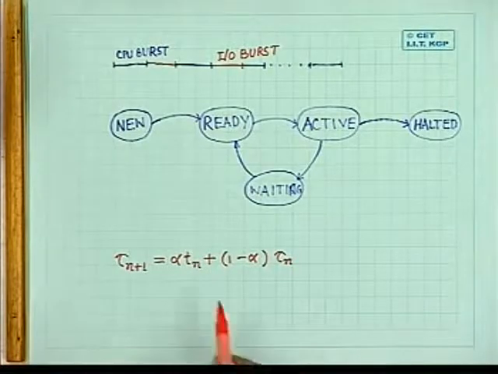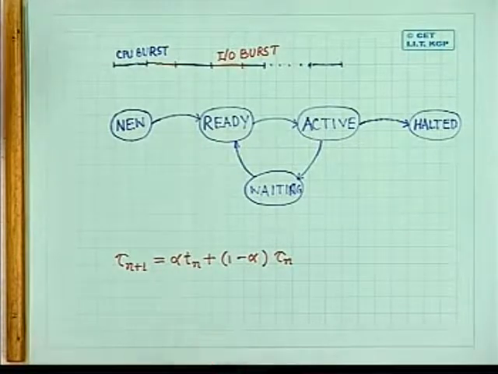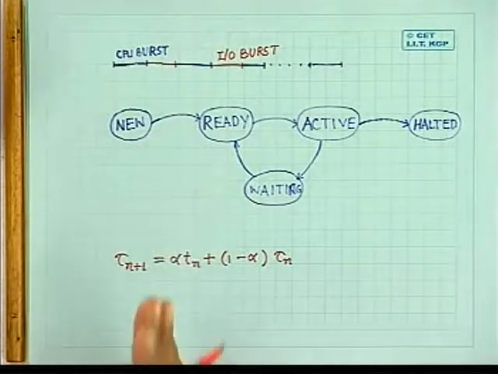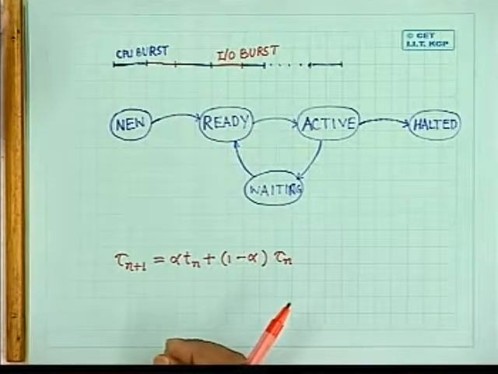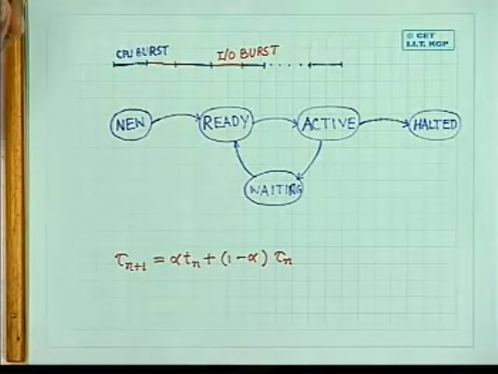Now, the question is, how do you get the first CPU burst duration? That is tau 0. Because till that time the job has not been executed for any of the CPU burst. So, I do not have any past history of the job. So, that is why usually what can be done is, for the first CPU burst you execute the job in first come first serve basis.